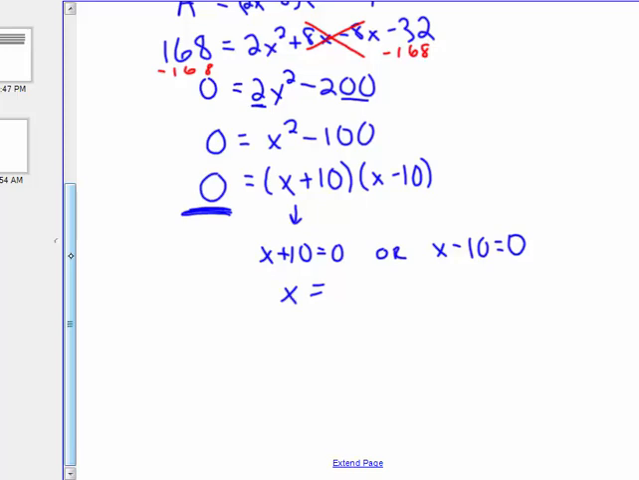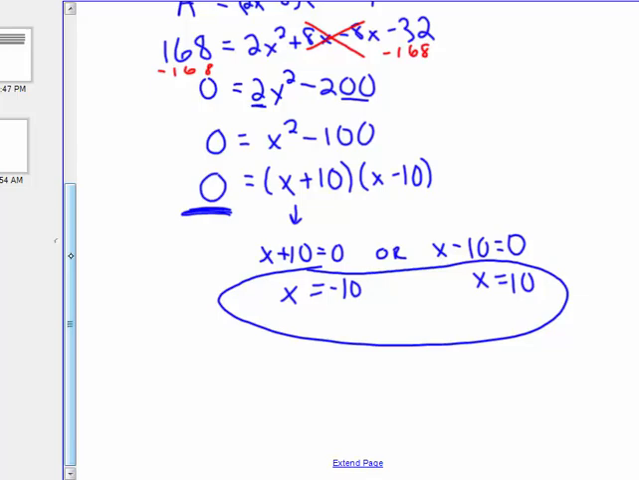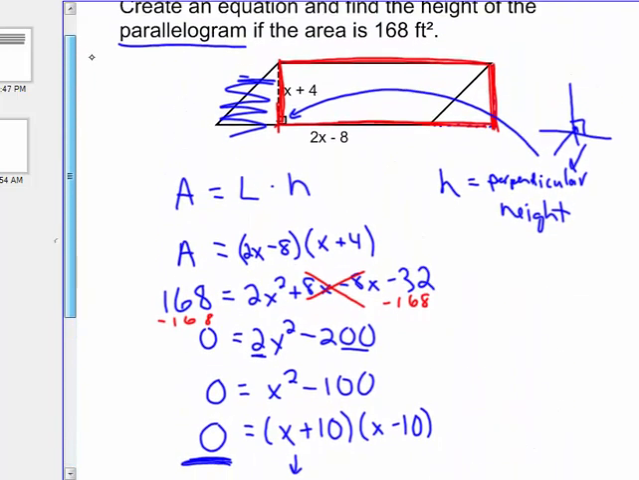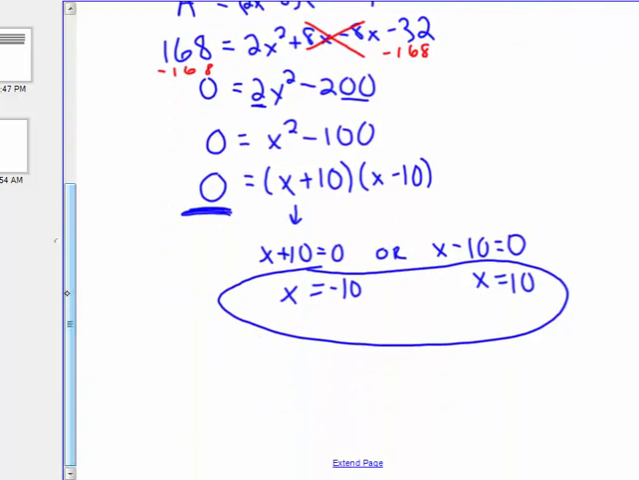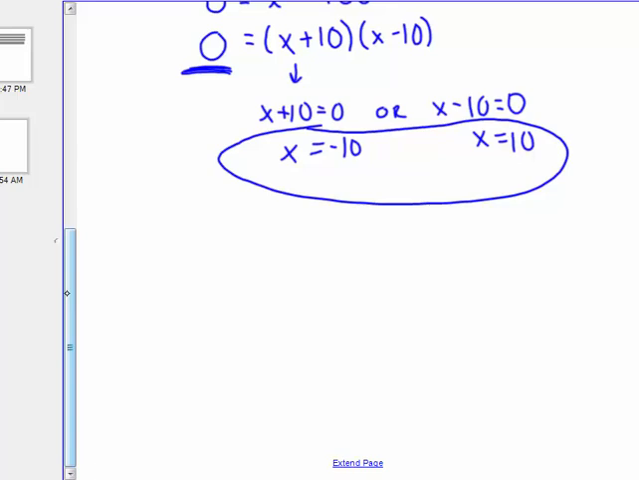And if it wasn't a word problem, that would be correct. However, we have to use a little context in the problem here. So let's take a look. If x is negative 10, okay, let's go back up. If I put in negative 10 for x, what do I get for my height here? Okay, it's x plus 4. So that's going to be negative 10 plus 4. Well, negative 10 plus 4 is negative 6. Does that make sense in the context of the problem? No, I can't have a height that's negative here.